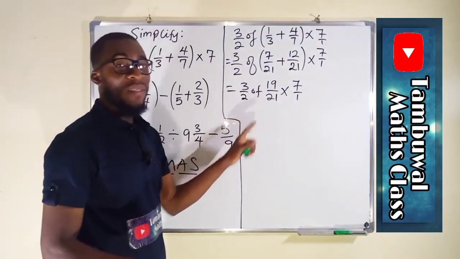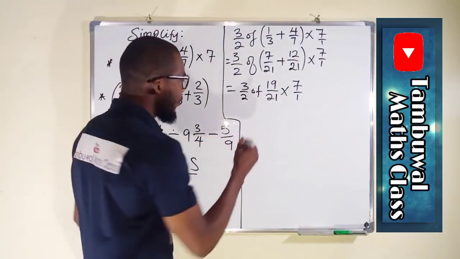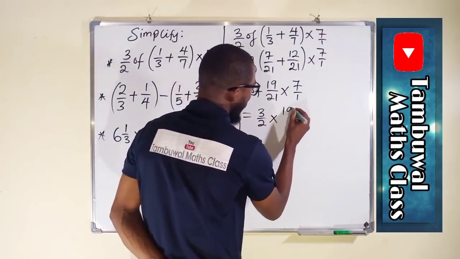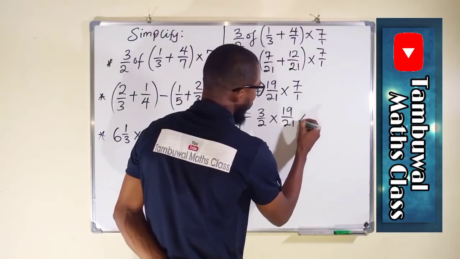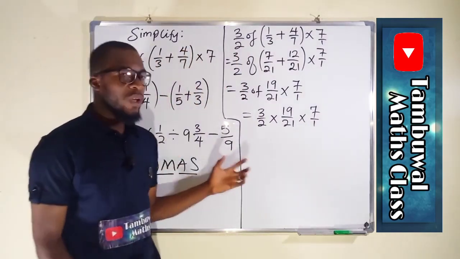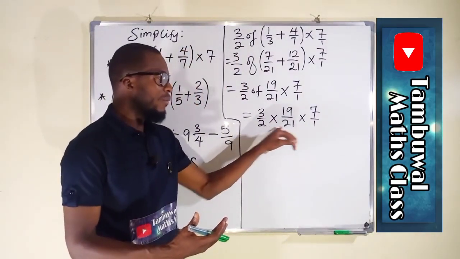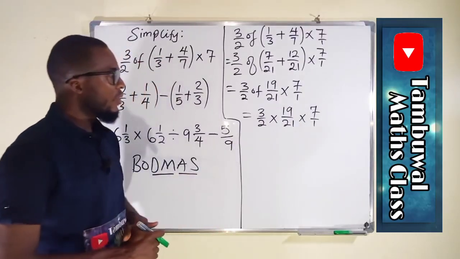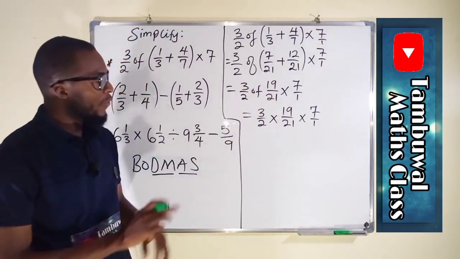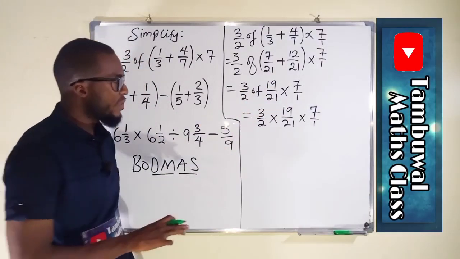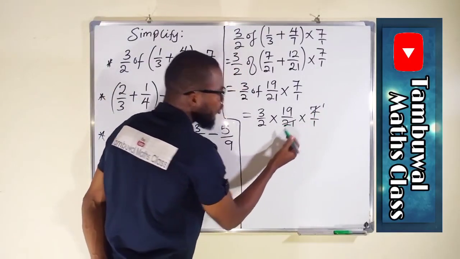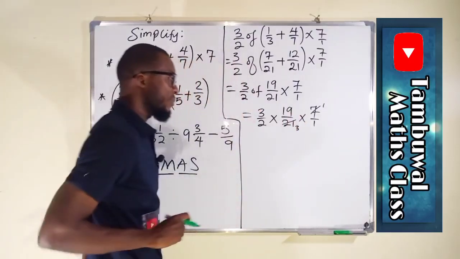We have "of" here, and this "of" is the same thing as multiplication. So this becomes 3 over 2 multiplied by 19 over 21 multiplied by 7 over 1. So you can see the operations we have left are of the same kind, multiplication. So we can just multiply the top numbers and the bottom numbers separately. But for convenience, let us reduce them to their lowest terms. You can see 7 here can go into 7 one time, and 7 can go into 21 3 times.